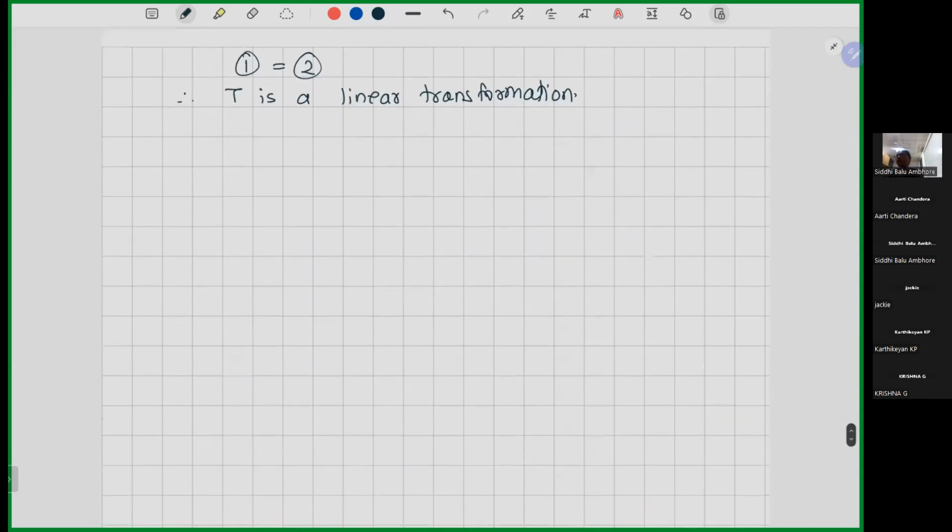Okay, so I'm moving to the third question, and we will check whether this is a linear transformation or not. The third one is T from R2 to R2 defined by T of (x, y) equals (x square, y). Does anybody want to guess whether this is a linear transformation or not? What is your guess for this map?